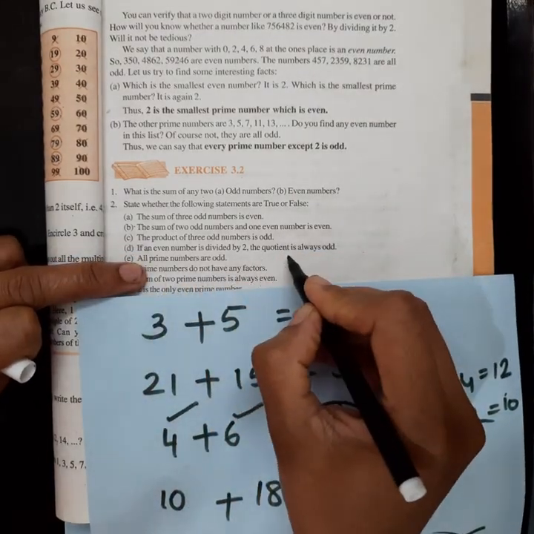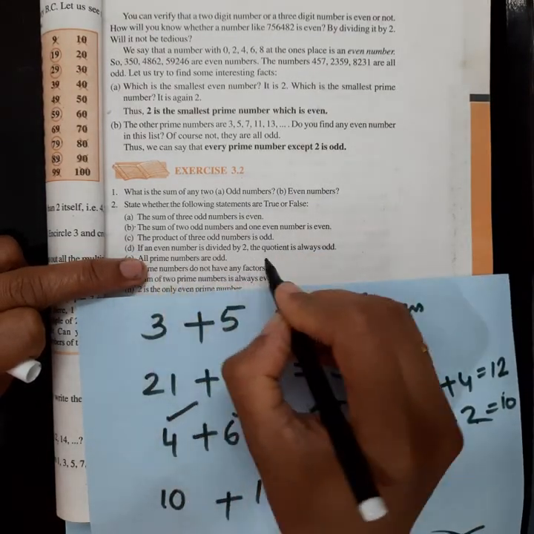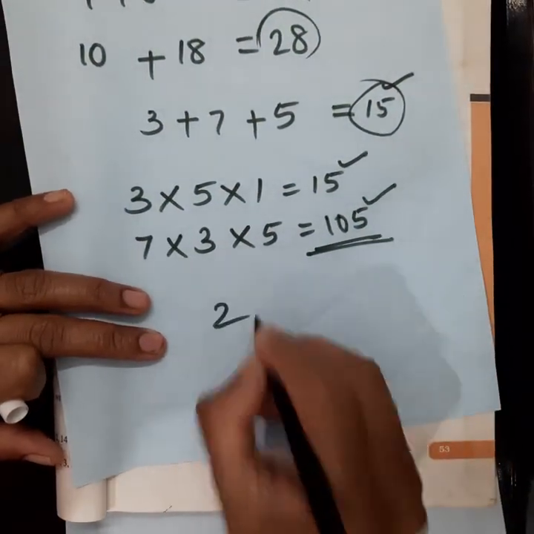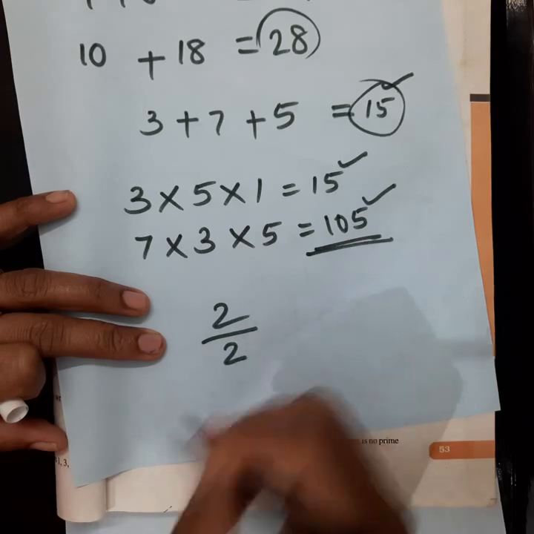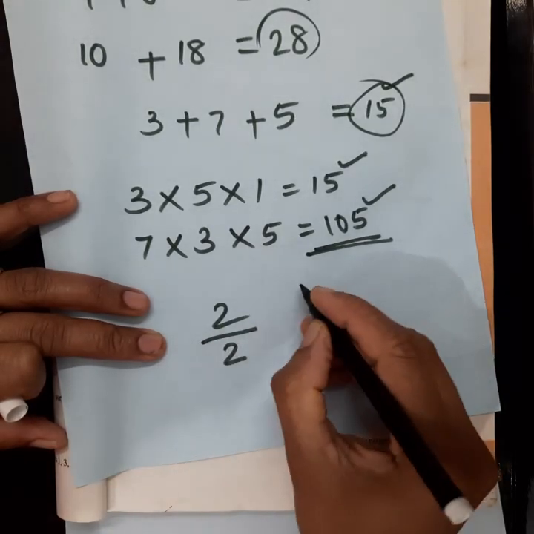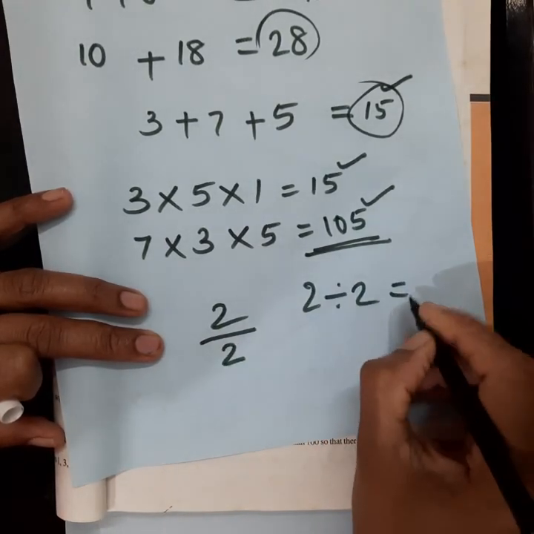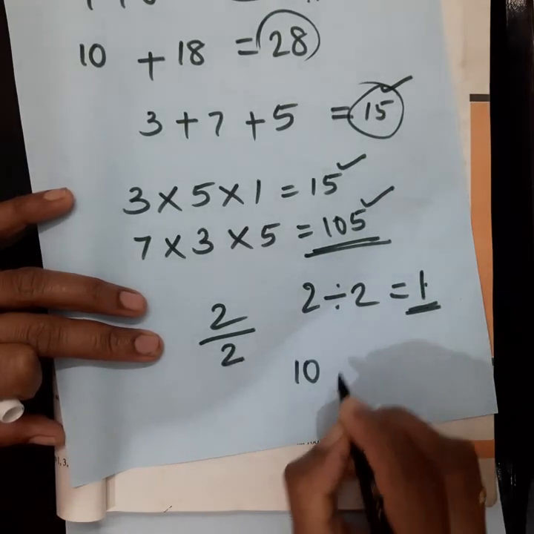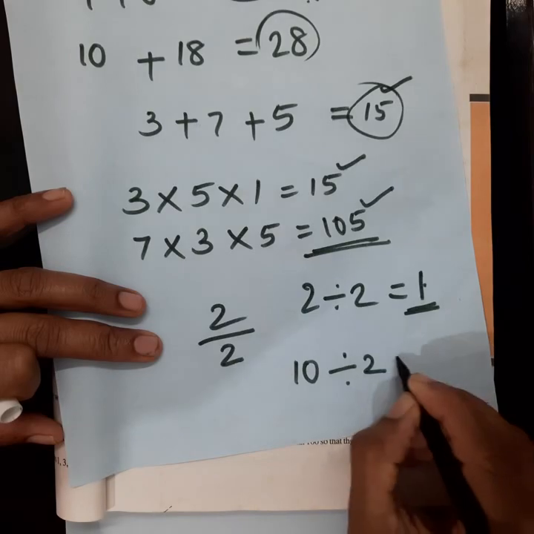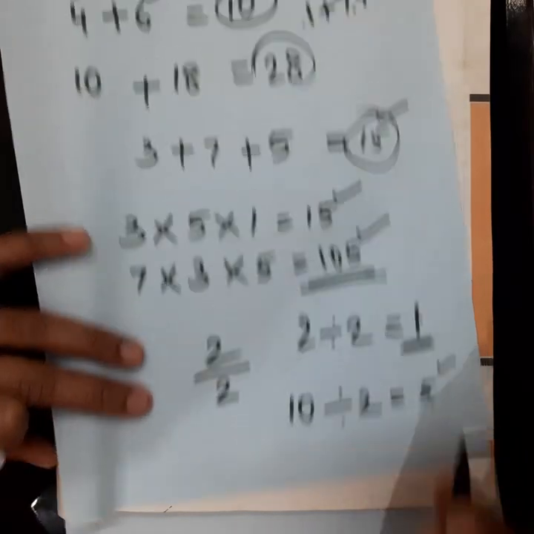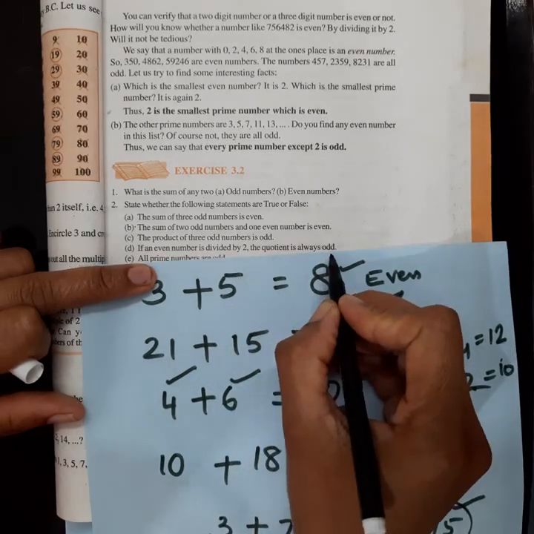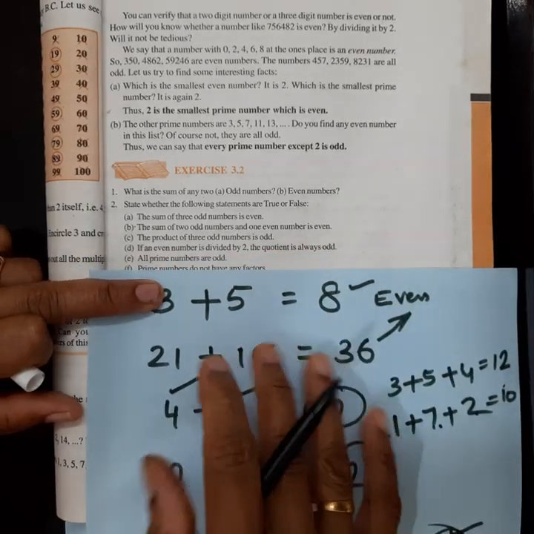When an even number is divided by 2, the quotient is always odd. Take 2, an even number. 2 divided by 2 is 1, and 1 is an odd number. Another example: 10 is an even number, 10 divided by 2 is 5, which is an odd number. So that is also correct.